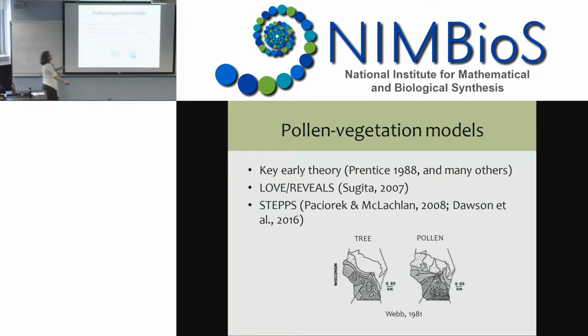And so we can do this by thinking about pollen vegetation models. So how does pollen relate to vegetation? And so there's a whole lot of work that has been done building up these kinds of ideas about how atmospheric conditions, dispersal, differential production, and lake size affect the pollen that you end up seeing in the sediment. And so I'm just going to talk for a few minutes about Love Reveals and STEPPS. Those are two pollen vegetation models. So let's predict the trees from the pollen. We have pollen data, we want this, and we're going to use a model to do that.